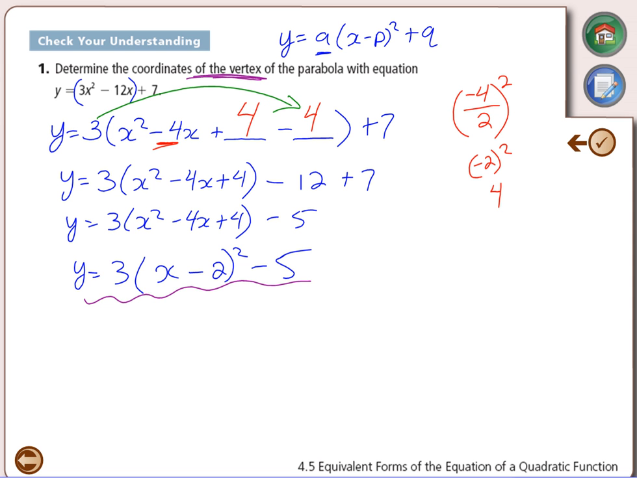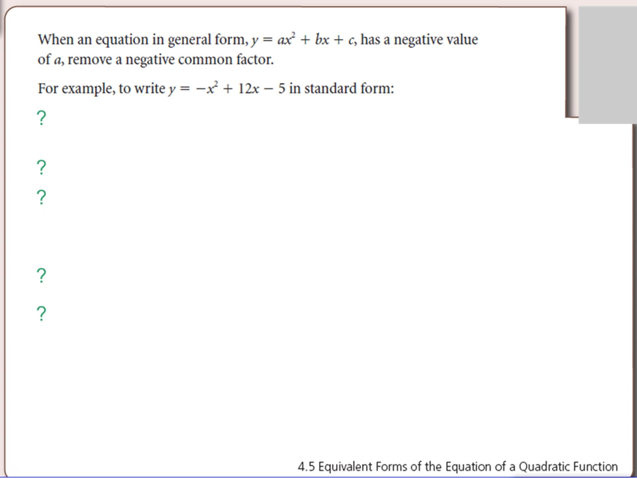Determine the coordinates of the vertex. That's really the whole purpose of being able to do this, is algebraically getting the vertex. So the vertex is our P, comma Q. Additive inverse of P, 2, comma, -5. There's your vertex. Now, just to remind you, what happens if we have a negative leading coefficient?